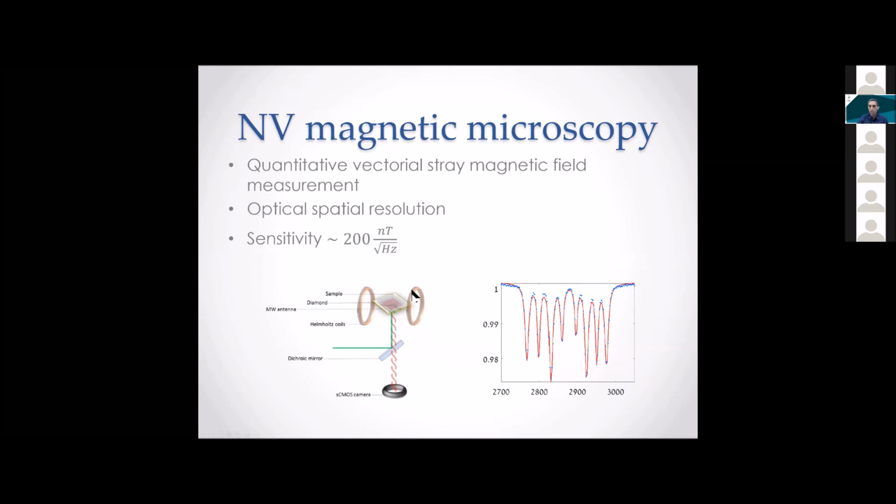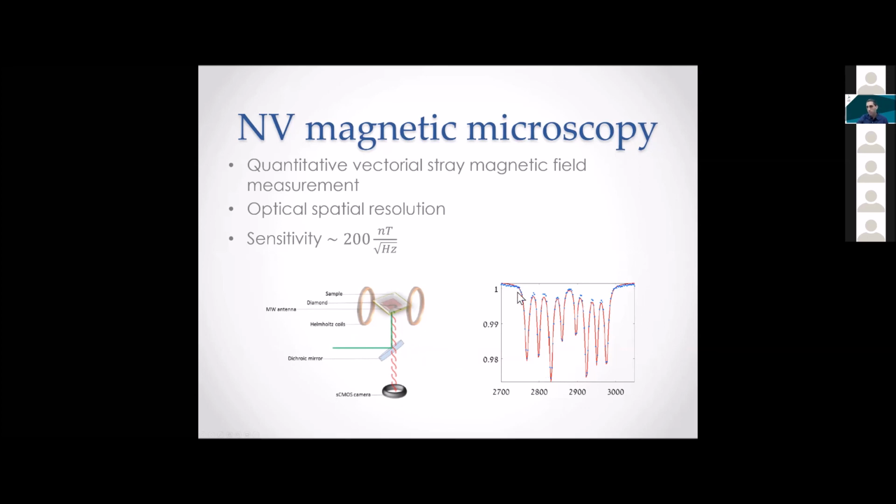We incorporate into this microscope the capability of applying a static magnetic field through Helmholtz coils and microwave antennas, so that we can drive the transitions of these NV spins. And using that combination, we can translate the fluorescence intensity image that we obtain on the camera into a magnetic field image.